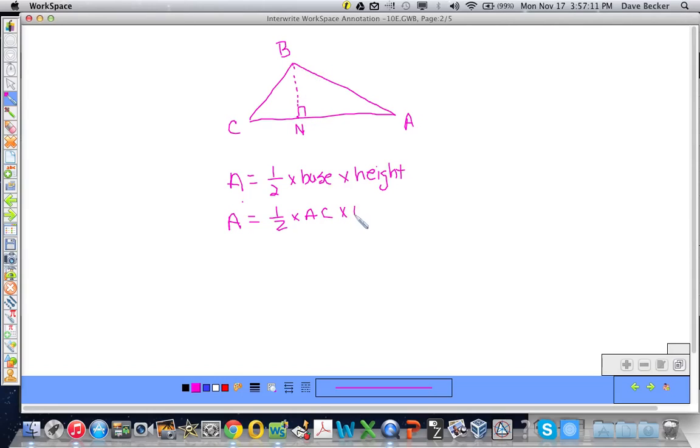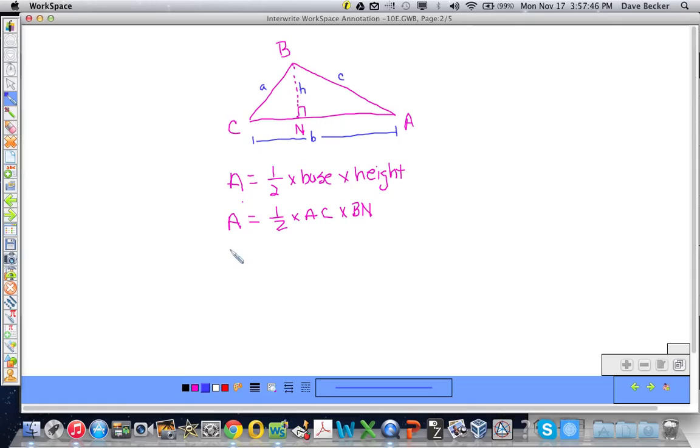So times BN. Okay. And then I'm going to label the sides of the triangle with the lowercase letters of the angles opposite those sides. So here's angle A, so opposite is little a. Here's angle B, so opposite is little b, this length right here. And then here's angle C, so opposite is little c. And then I'm going to call this H right here, the height.